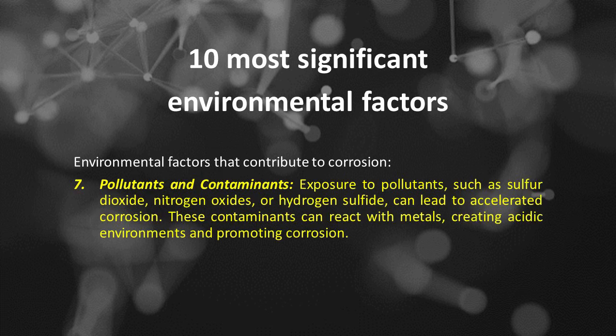Number 7 is called pollutants and contaminants. Exposure to pollutants, such as sulfur dioxide, nitrogen oxides, or hydrogen sulfide, can lead to accelerated corrosion. These contaminants can react with metals, creating acidic environments and promoting corrosion.